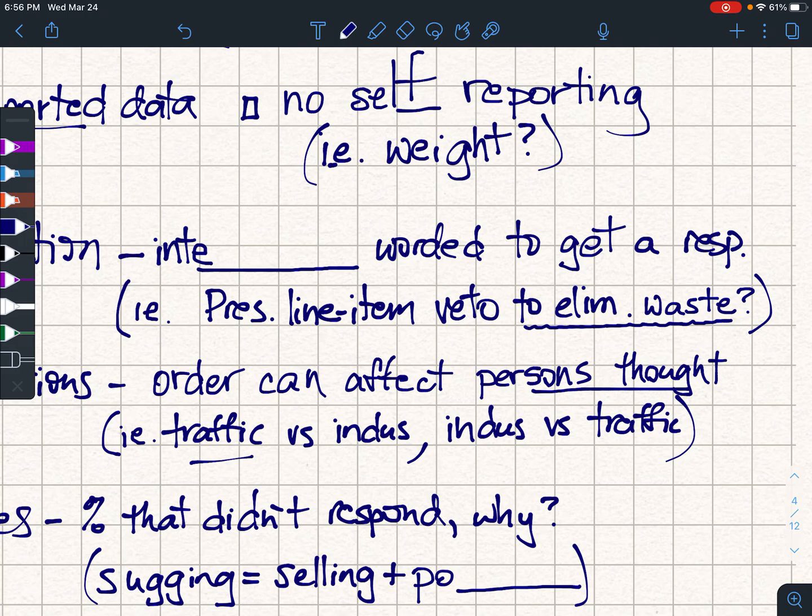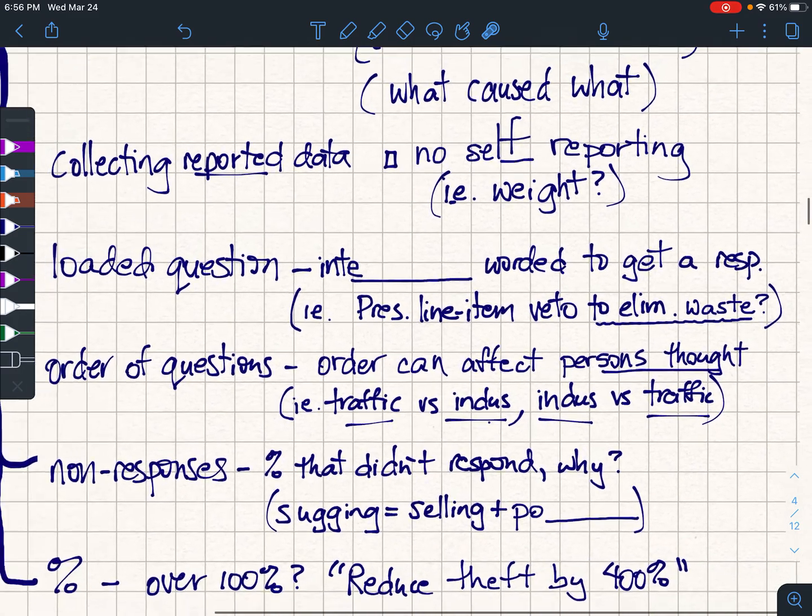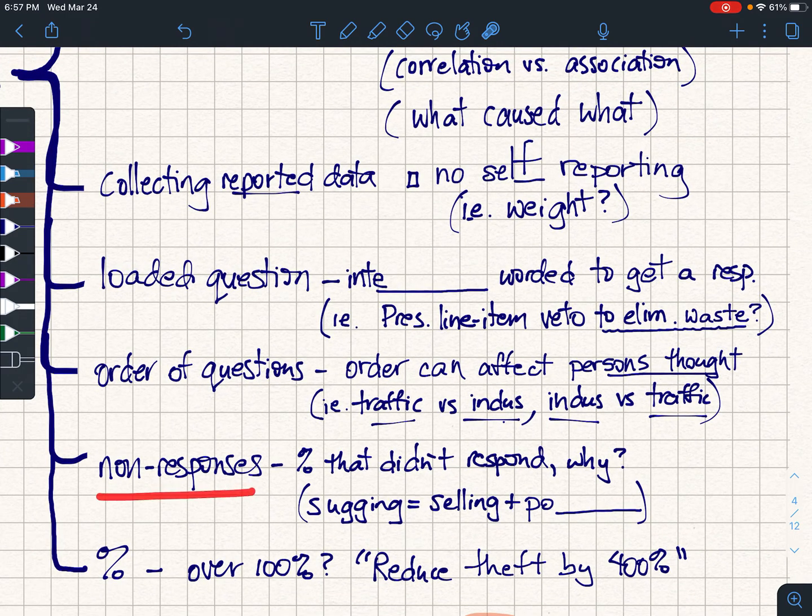For example, if you have questions like which is worse for pollution, traffic or industry, or is it industry versus traffic? Well, most people will go with the first choice. If you place it this way, people will go with the traffic. If you ask it in this way, people will go with industry. So we've got to be careful with the order of the question.